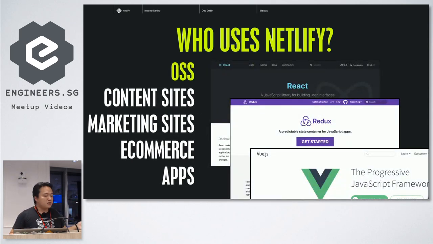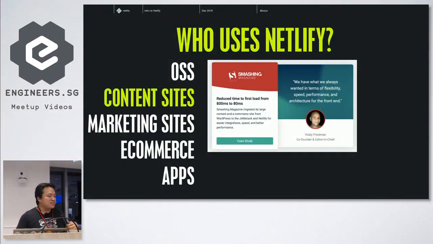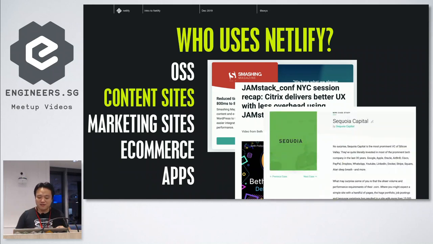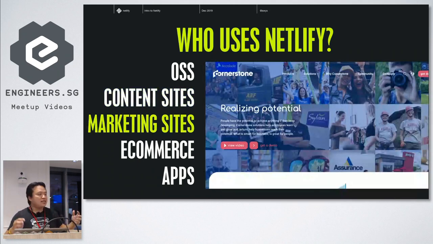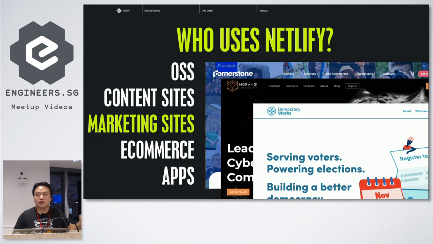Obviously React.js.org uses Netlify, Redux as well, as well as the framework that we won't mention. Content sites like Smashing Magazine, Citrix, which I personally don't use, but they're a really, really big enterprise, and then Sequoia Capital, which actually is one of the few VCs that don't invest in Netlify. Marketing sites as well is a really good model for serving marketing sites. Especially for spiky workloads, for example, like election day, you should have static assets instead of overloading your servers and scaling up and spinning down. Who cares about that kind of thing? Just put it on a CDN.